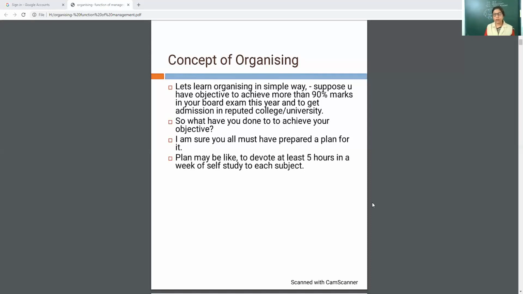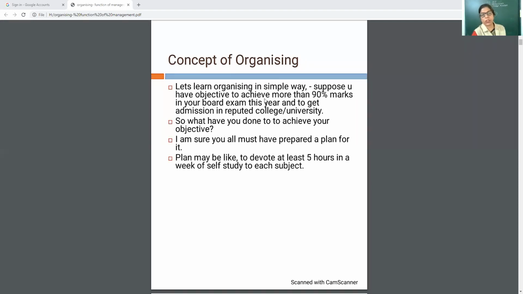So from today onwards, we are going to start the second function of management, that is organizing, and in Business Studies, that is chapter number 5. Today I am going to explain the concept of organizing and the process. In this chapter, this year, only one topic is related, that is formal and informal organization. So, concept of organizing. Let's learn organizing in a very simple way.